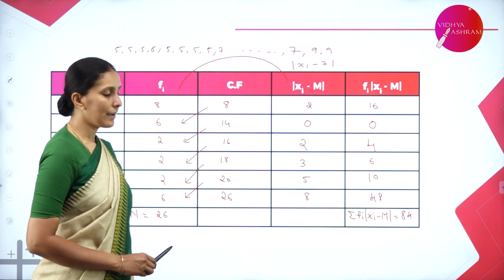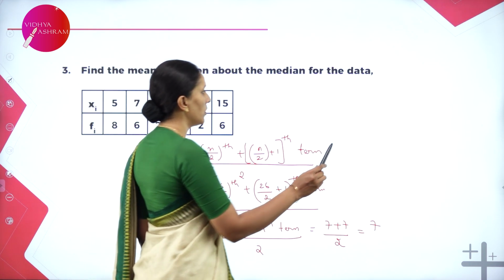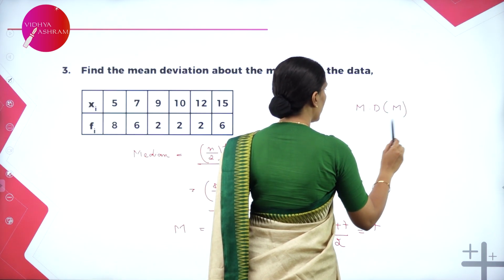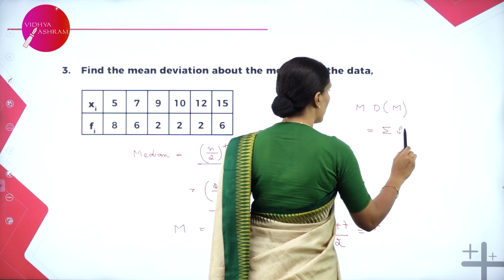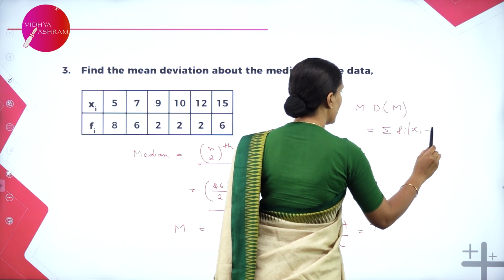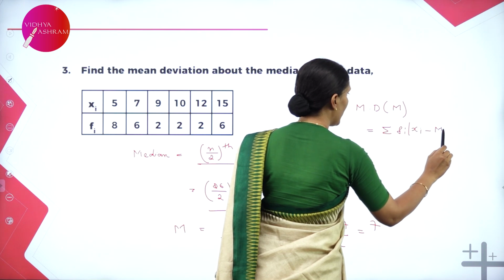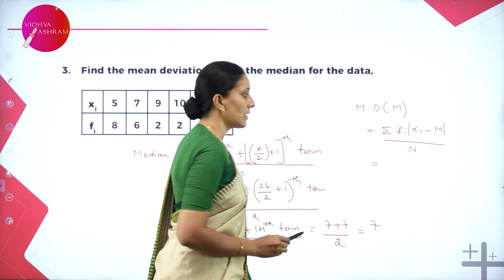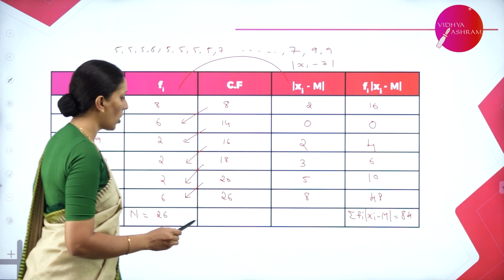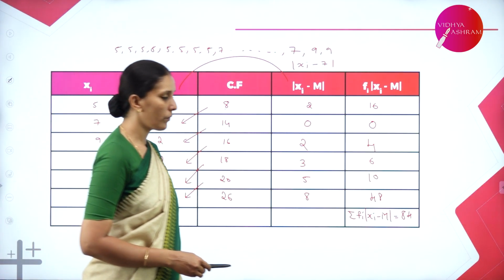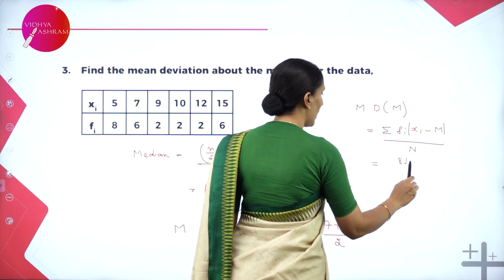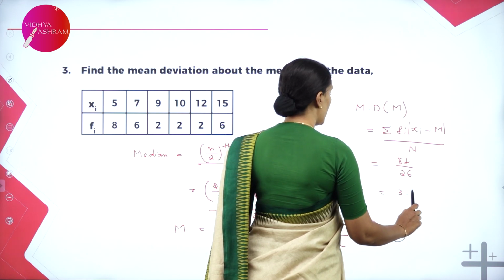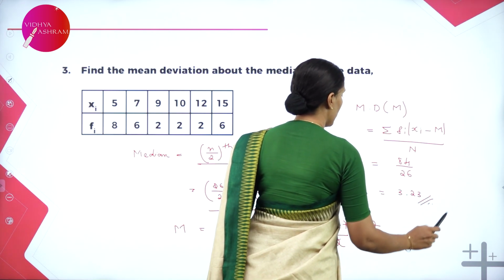Now we are calculating the mean deviation. So mean deviation about median, it's the same formula, summation fi modulus of xi minus, instead of x bar we have the median, whole divided by n. So therefore summation of fi modulus of xi minus m we got as 84 and n is equal to 26. So therefore it is 84 divided by 26, whose value is equal to 3.23 approximately.